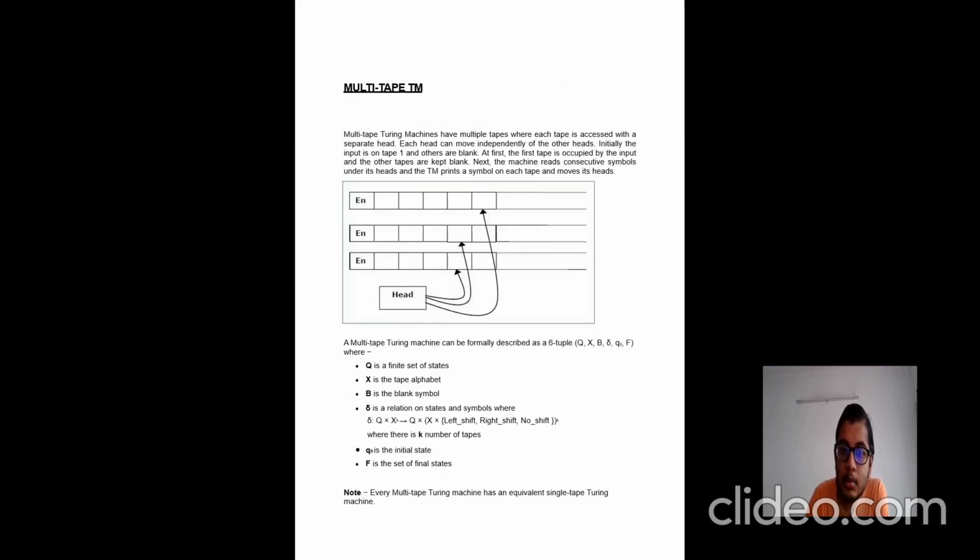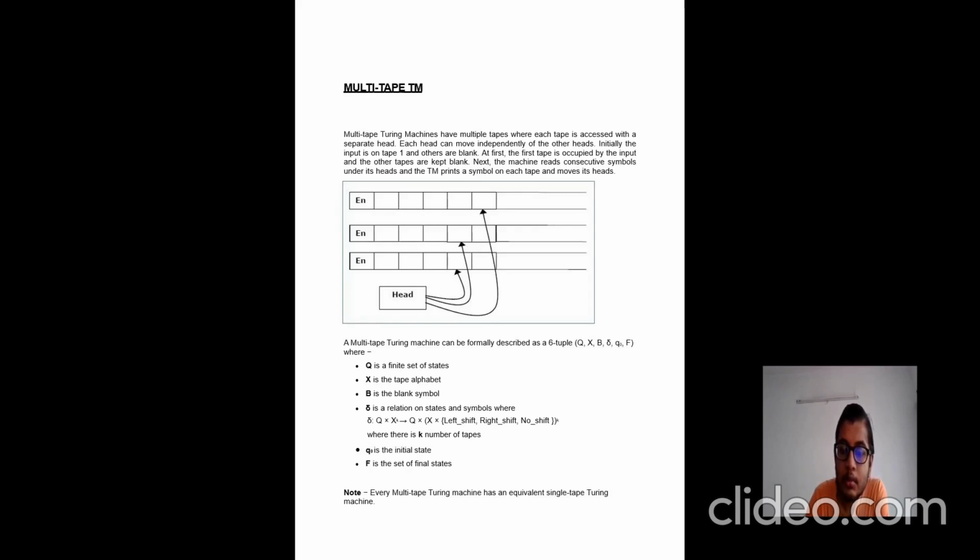Multi-tape Turing machine. A multi-tape Turing machine has multiple tapes, where each tape is accessed with a separate head. Each head can move independently of the other heads. Initially the input is on tape 1 and the others are kept blank. At first the first tape is occupied by the input and the other tapes are kept blank.